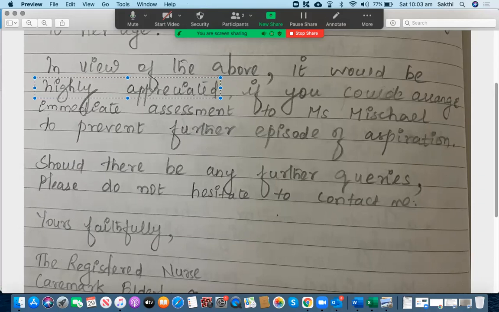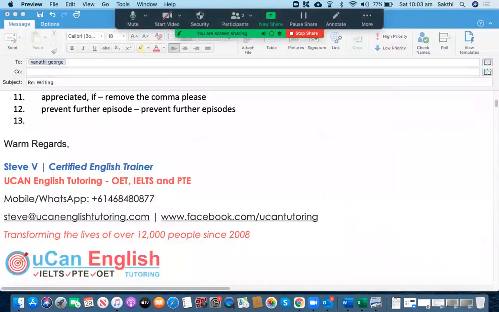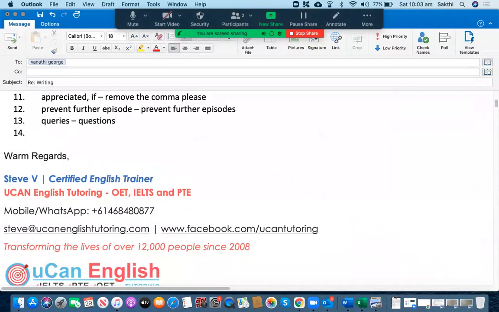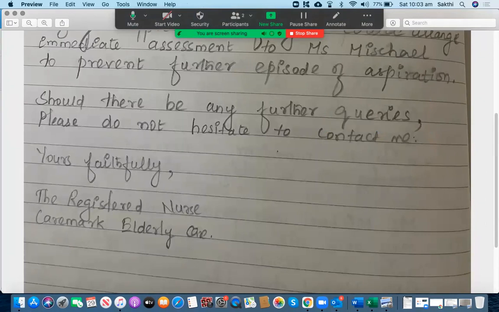Okay, sir. Should there be any further queries? No, don't use queries, use questions, because questions is more formal than queries. Okay, sir. All right, queries can be replaced with questions. Okay, good. I think that's all the mistakes you have committed. Okay, yours faithfully, the registered nurse. Okay, Care Mark, elderly care. Good. It's not that bad.